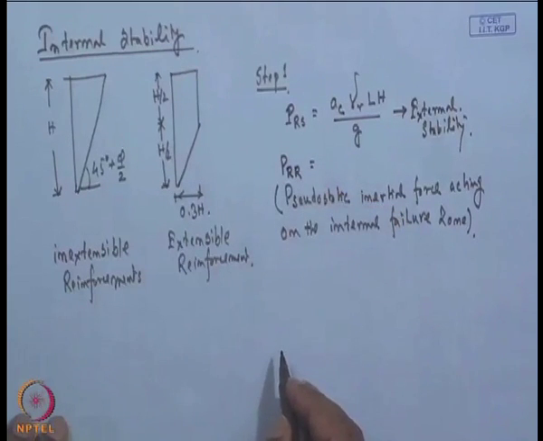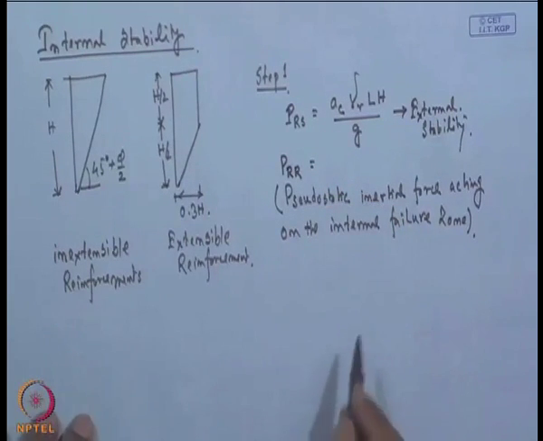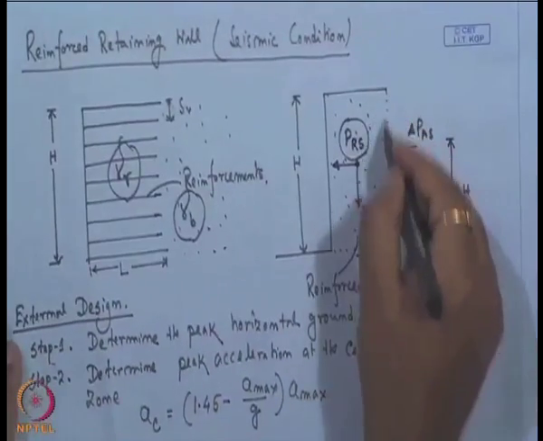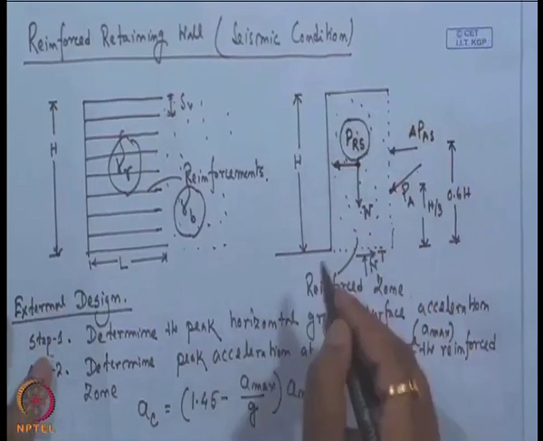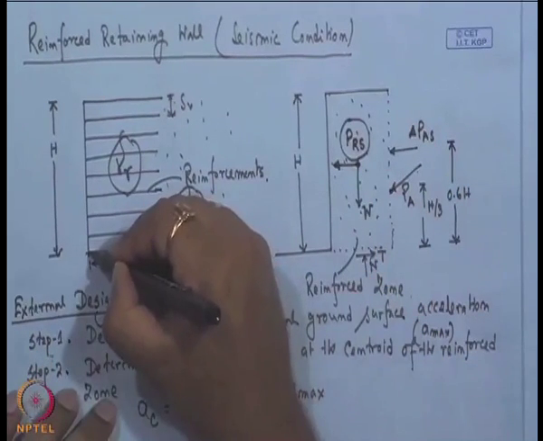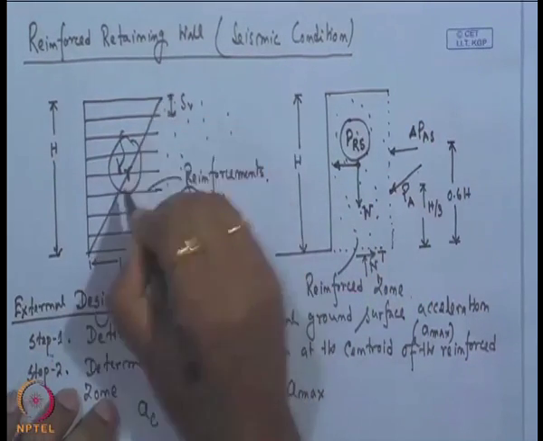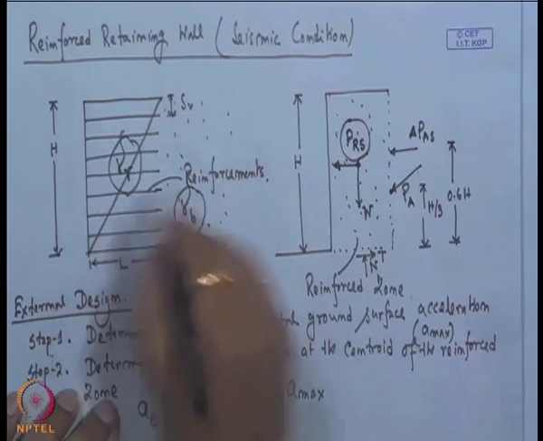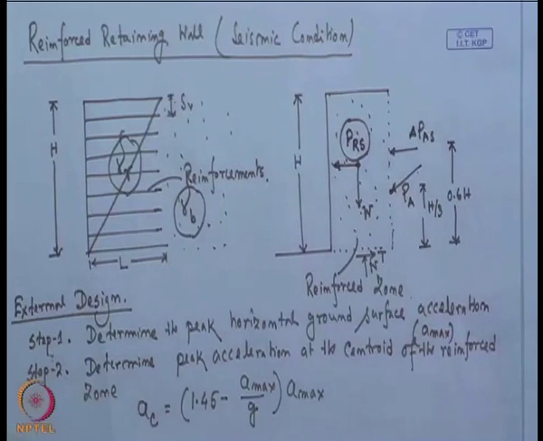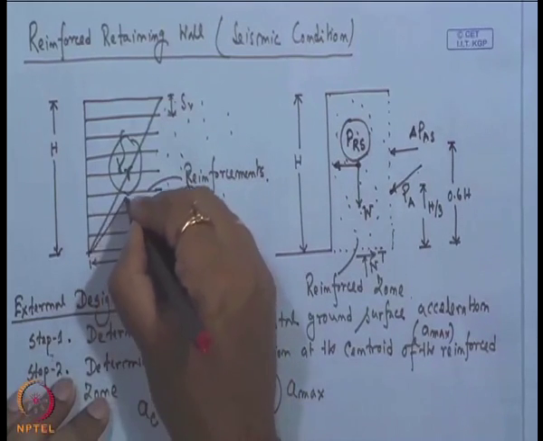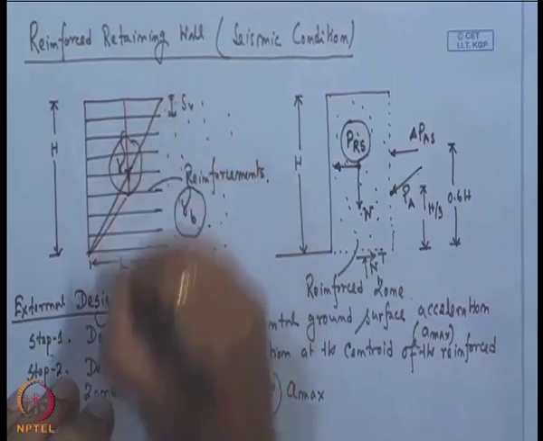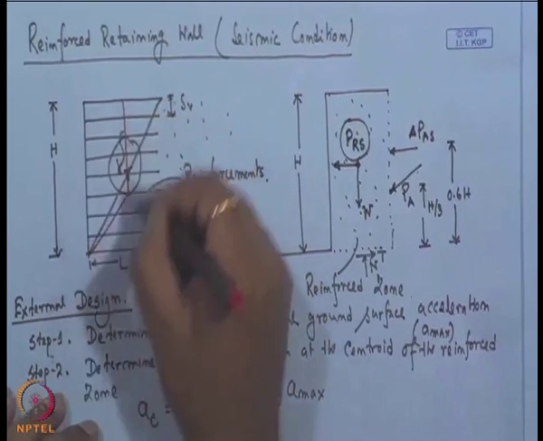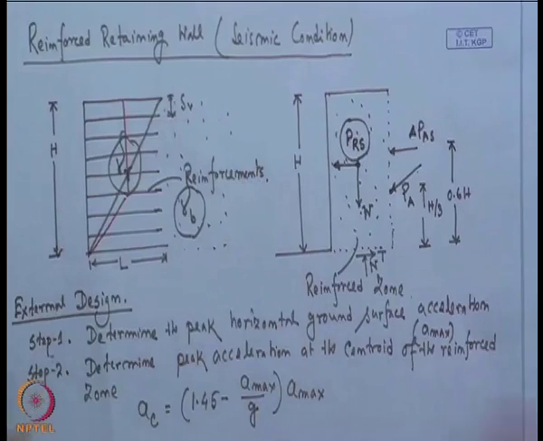So, that means in the previous case we considered the total weight of this zone. Now, here we will consider only the failure zone. This is the failure zone for the inextensible reinforcement, and if it is extensible reinforcement, then we will get this type of failure. So, we will consider only the weight of this failure zone.